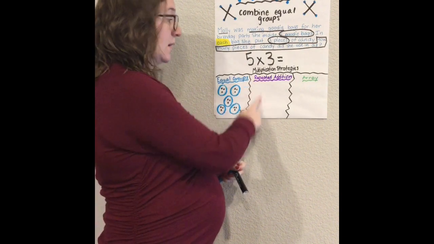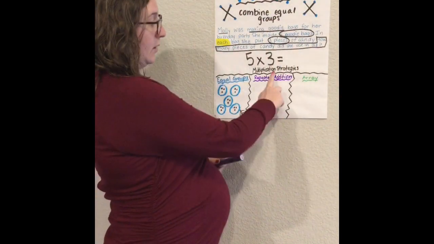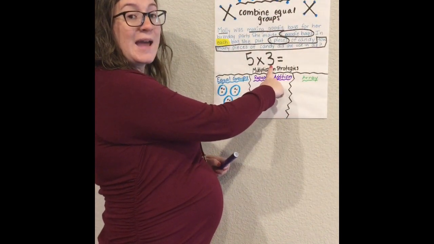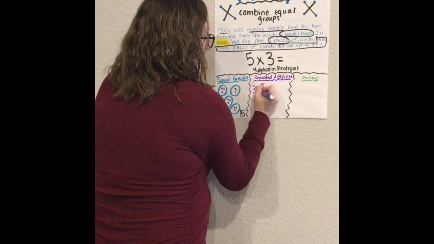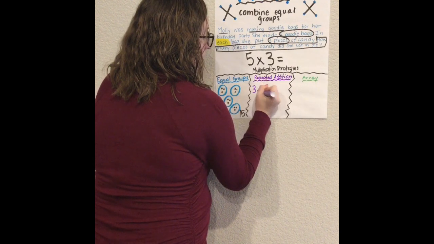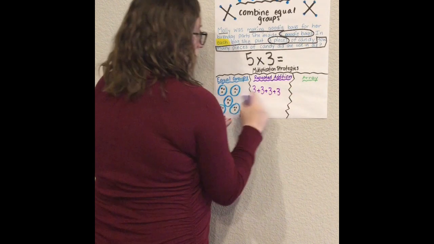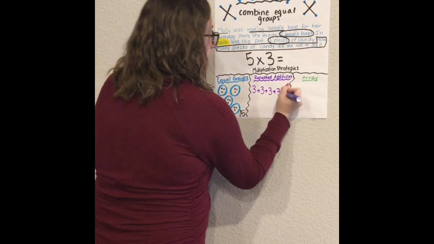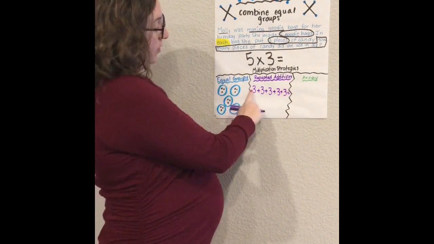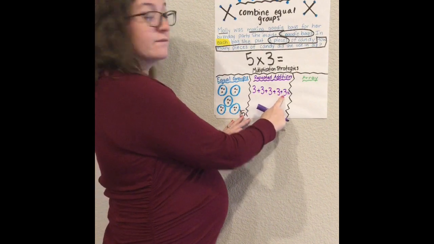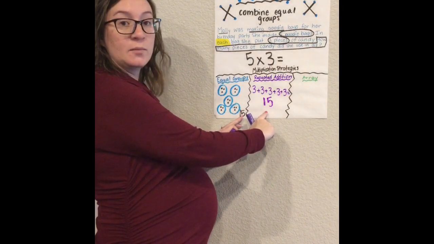But let's double check using repeated addition. For repeated addition, we're going to take the number right here that's in each group, and we're going to add it 5 times because there's 5 different groups. 3 pieces of candy in the first bag, plus 3 more pieces in the next bag, plus 3 more, plus 3 more. 1 bag, 2 bags, 3 bags, 4 bags, 5 bags. And then you could just skip count. 3, 6, 9, 12, 15. Our next strategy agrees that the number should be 15.